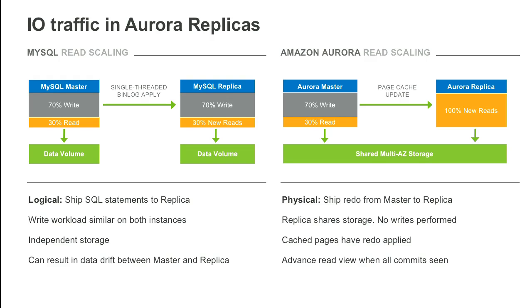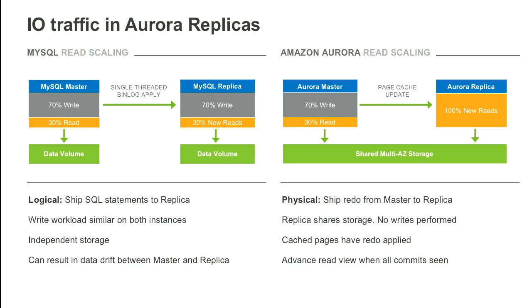So commits are happening in your master. They are not synchronously waiting for the log records to reach the replica. But as the commits happen in the master, the information about transaction commits is being relayed to the replica. And that is what is used to advance the read view or the snapshot in the replica.